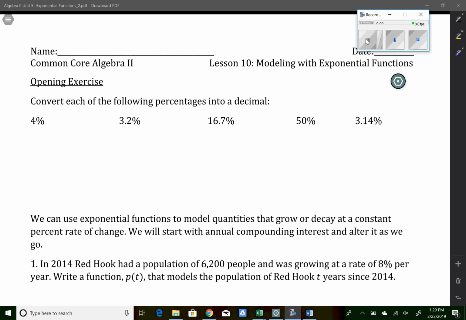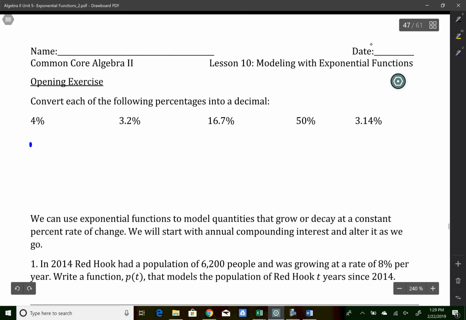Let's start with the opening exercise. One of the things we have to be able to do for these exponential modeling questions is convert percentages to rates, that is, convert these to decimals. So for 4%, we have 0.04. For 3.2%, move that decimal place 2 times, 0.032. 16%, we have 0.16. 50%, we have 0.5. And 3.14%, 0.0314. Don't lose any of those decimals.